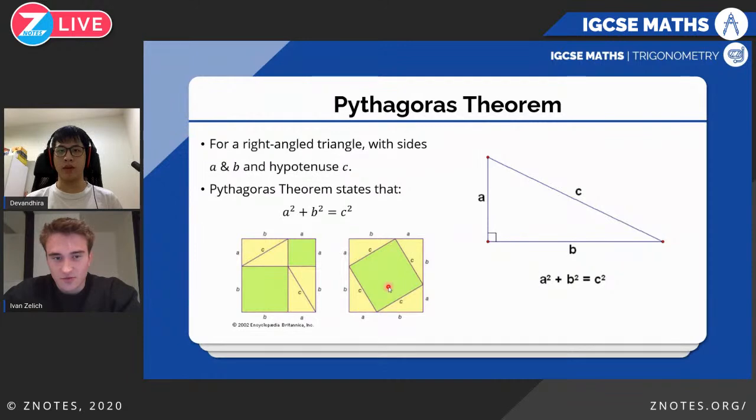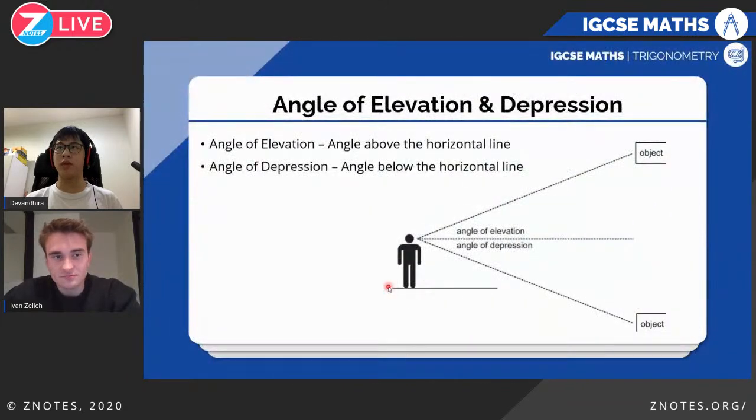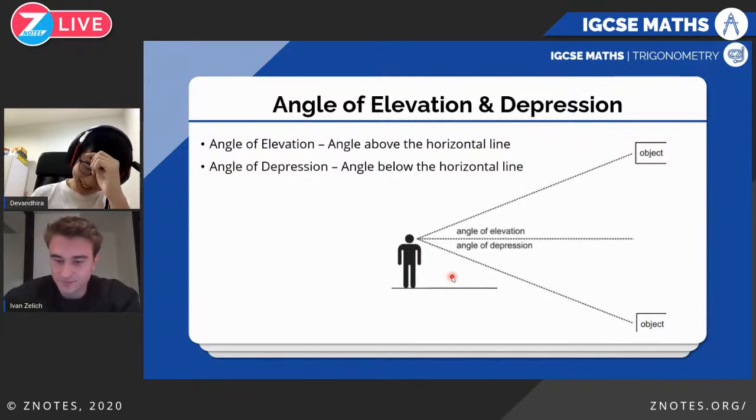Okay, so we'll move on. Angle of elevation is the angle from the horizontal line, and the depression is the angle below the horizontal line. So I mentioned depression earlier, and elevation is similar to bearing, but taken from the horizontal rather than the north.